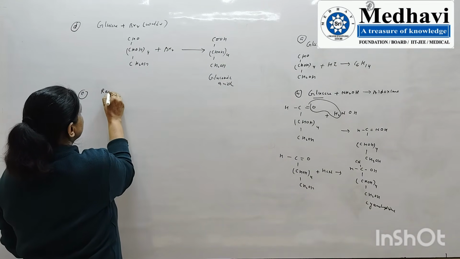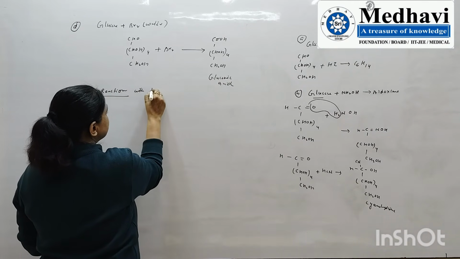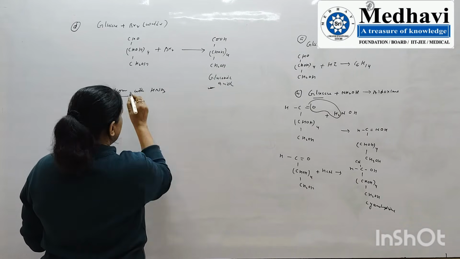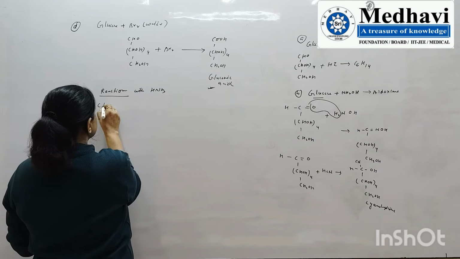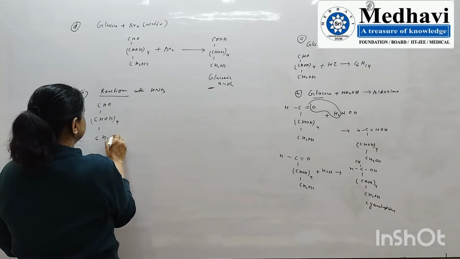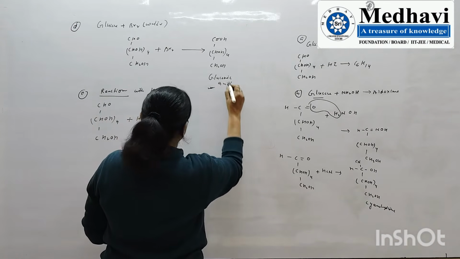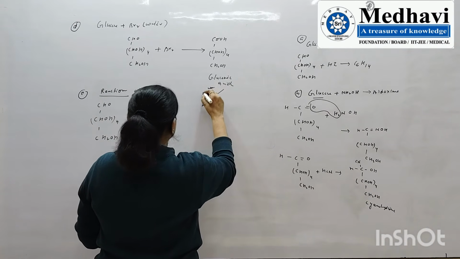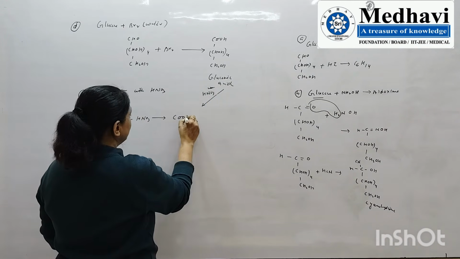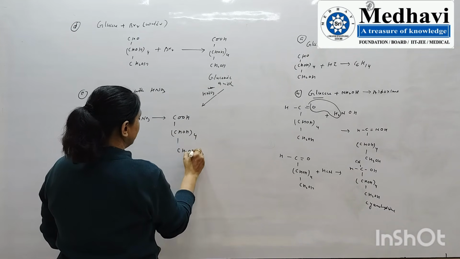Then reaction with nitric acid. Nitric acid is also a very powerful oxidizing agent. So suppose I have taken this gluconic acid and glucose also. Suppose you take this glucose with HNO3, and here I am using this also with HNO3. In both the cases, a common product is produced. A common product is there. This is very important information.